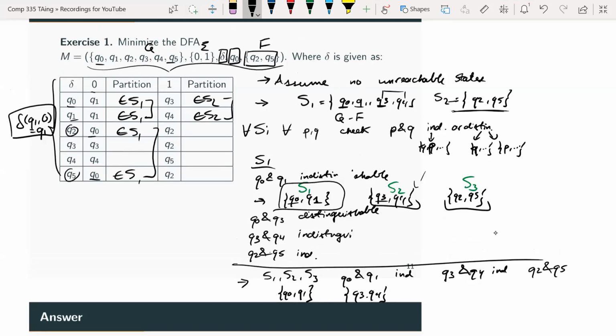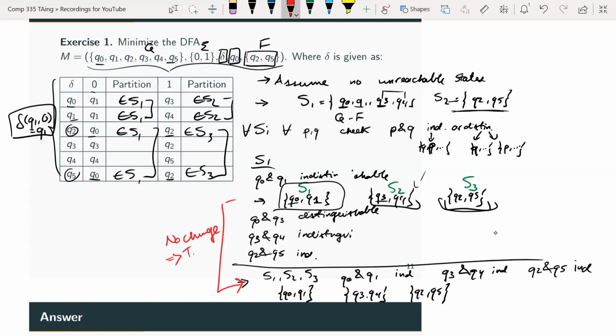And then for Q2 and Q5, when they see a 1, they'll both go to Q2, so of course they'll go to the same partition. In this case, that partition is S3. So again, Q2 and Q5 are indistinguishable, so they go together. And so what's happened from this step to this step is no change. So that means that we can terminate this iteration.